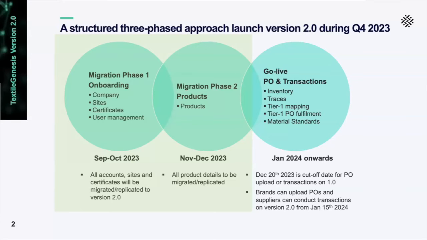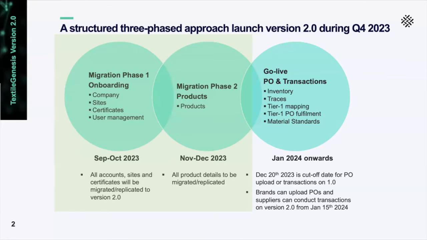And as a precursor to this, we said December 20th, 2023 would be the cutoff for PO upload or transactions on the existing version 1.0. And we also said that between December 20th and Jan 15, 2024 is a bit of a cool-off period where there would be no PO uploads or transactions conducted either on the old version 1.0 or the new system, which is version 2.0. So currently, we went into the shutdown on December 20th, 2023, and I'm sure you've noticed that you are not doing any transactions in either of the systems right now.